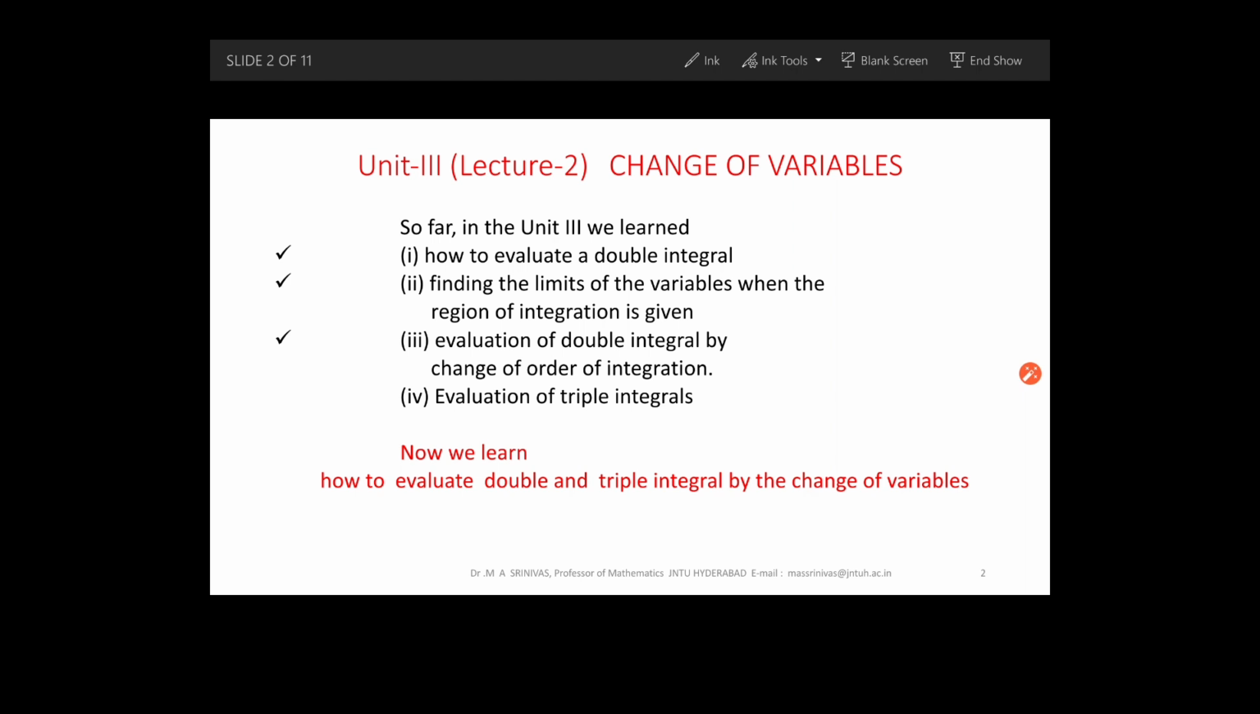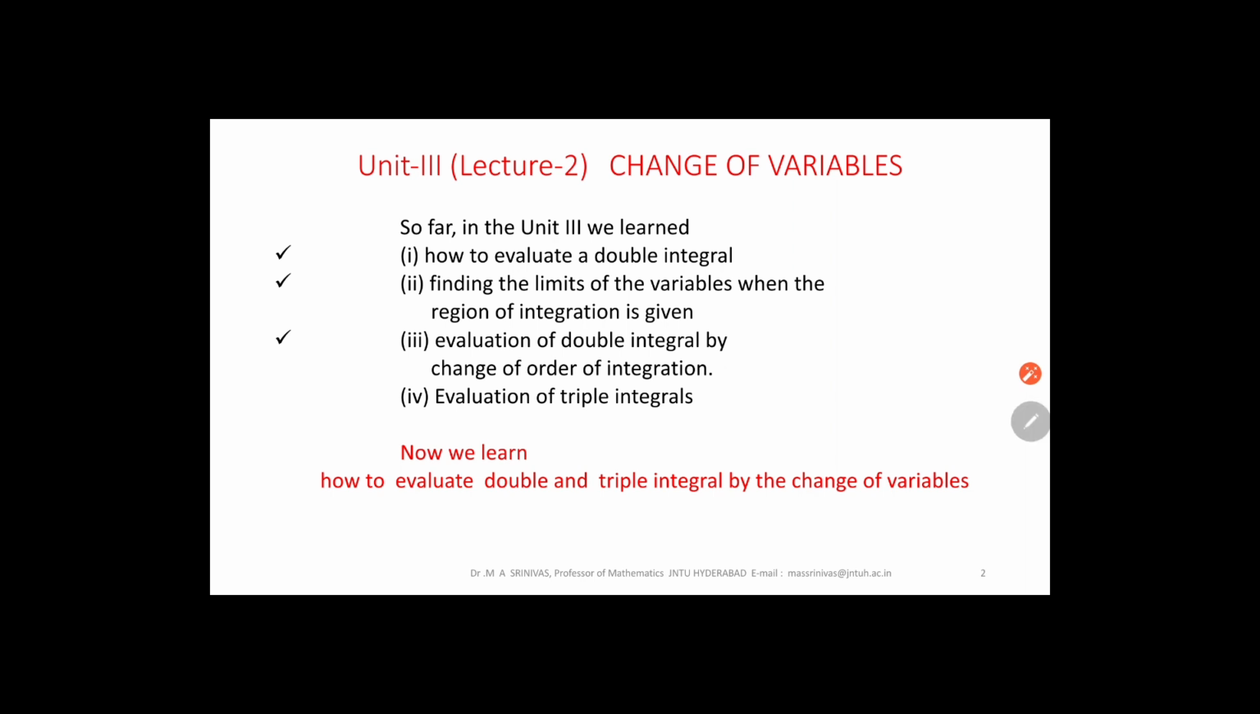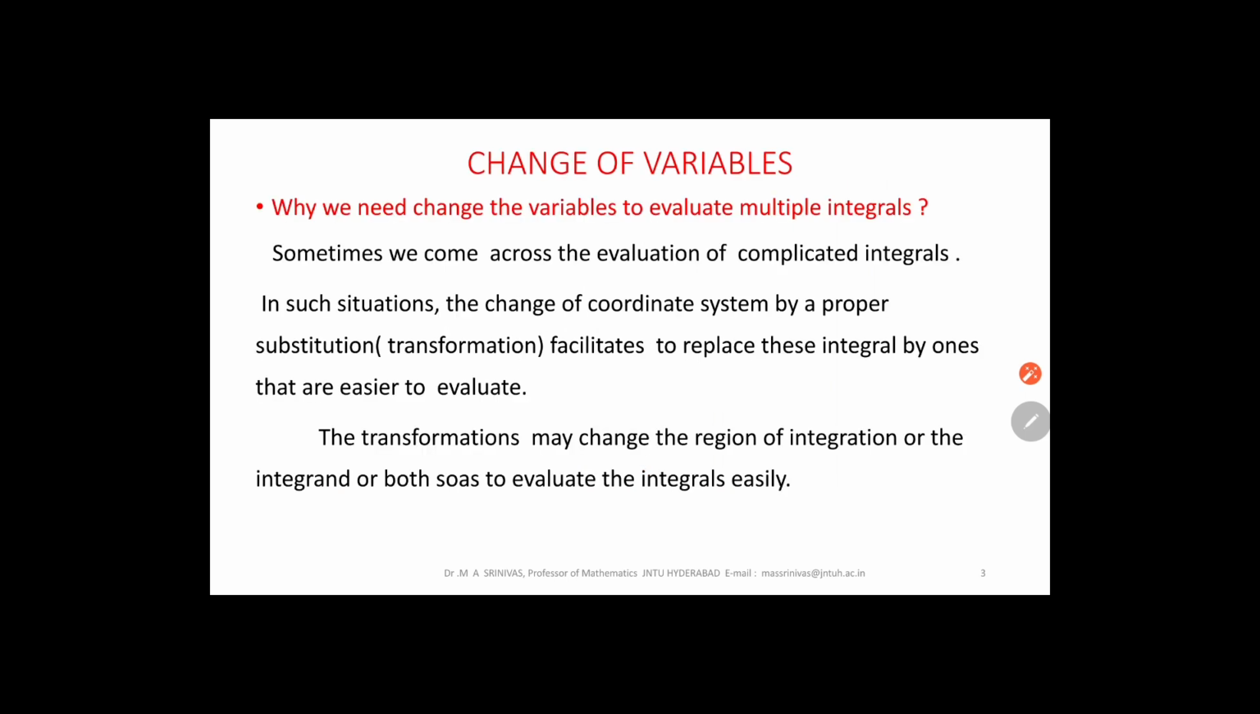So far in this unit, we considered from the beginning the evaluation of double integrals. You learned how to find the limits of the two variables involved in the double integration when the region of integration is given, and evaluation of double integrals by change of order of integration. Evaluation of triple integrals we learned in the previous lecture. Now, how to evaluate double and triple integrals by the change of variables.